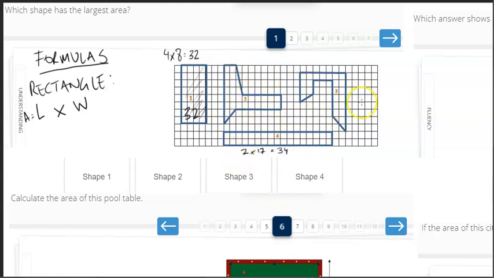Now, with shape 2 and 3, we've got these triangles that are attached to what's called a composite shape. So if I were to break this up here and here, we can see that there's a triangle here, a rectangle here, and a rectangle here. Now, to get the area of a triangle, and there are different ways of writing this formula, I'm going to write it the way that I like writing it. It is half times base times height.